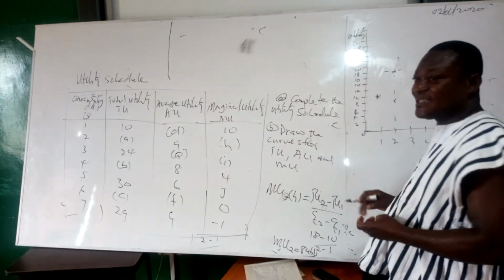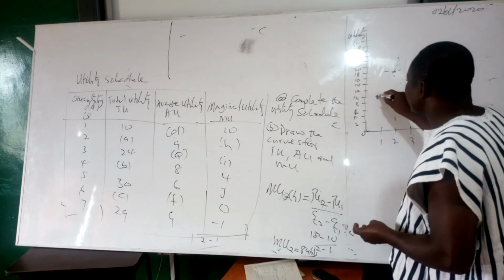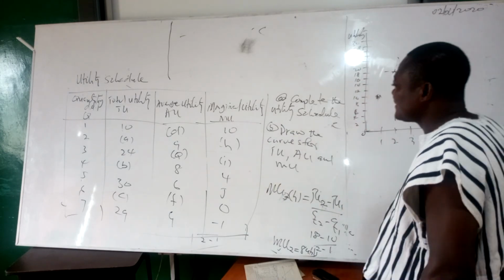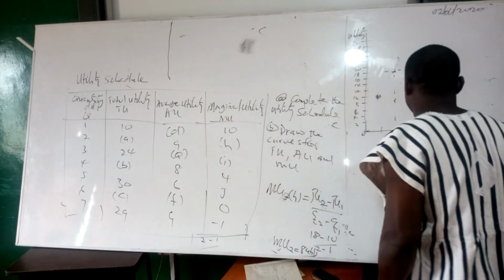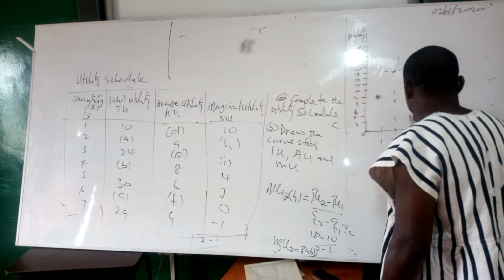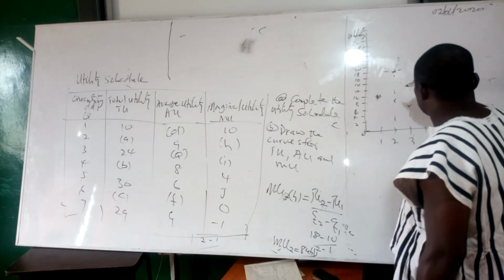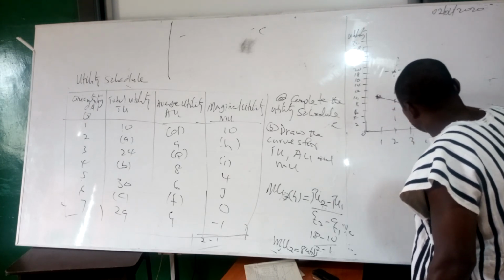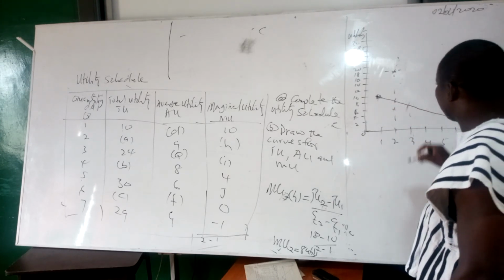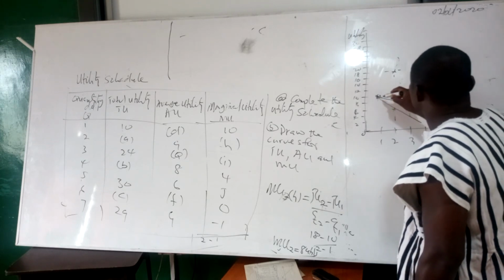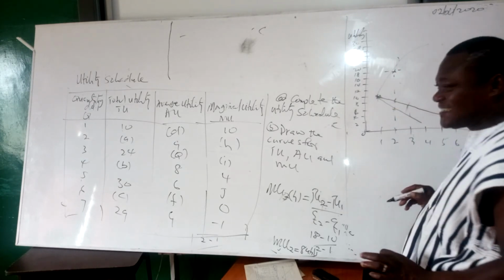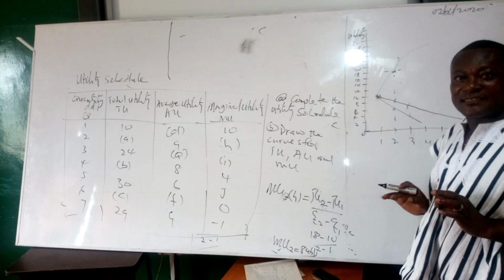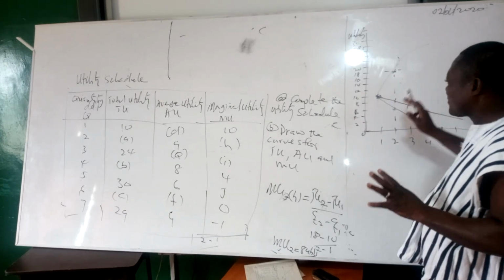Then you come to the marginal utility: 10 here for quantity 1 and 8 here for quantity 2. So you join the points together. You realize that you have arrived at a good curve.